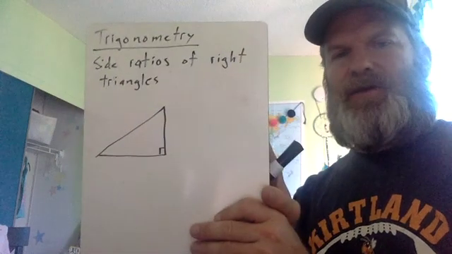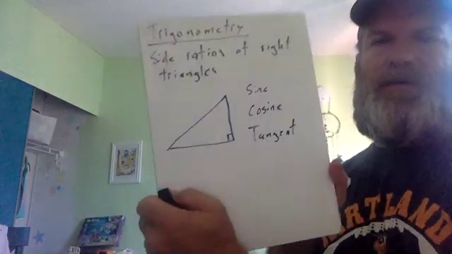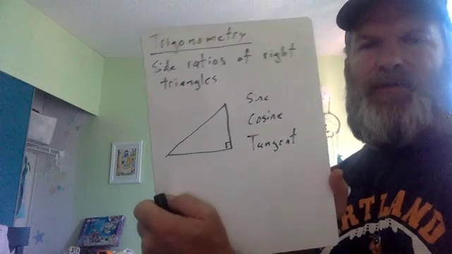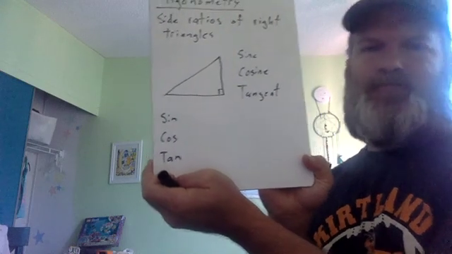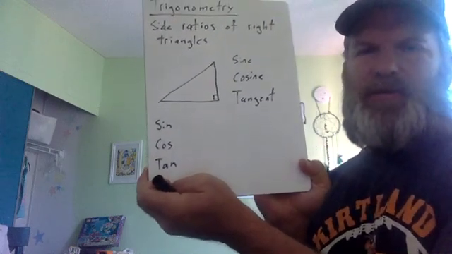So you have three basic trigonometric functions. It's sine, cosine, and tangent. All right, and those three words, sine, cosine, and tangent, are usually represented by just their first three letters. So you have sine, you have cosine, and you have tangent written like that, S-I-N, C-O-S, and T-A-N. And what does that mean? What do those represent? Those represent fractions.